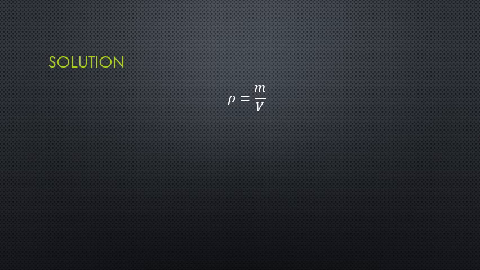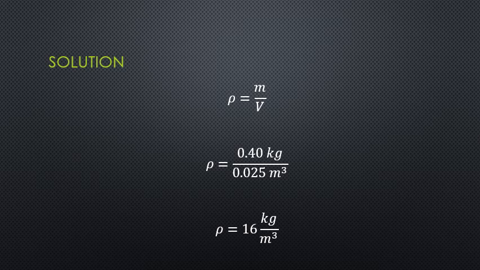For our solution, we firstly state the equation for density, which is mass divided by volume. We then substitute the values of mass and volume into the density equation. Finally, we complete our calculation and state the units. If you got the answer of 16 kilograms per cubic meter, you are absolutely correct.